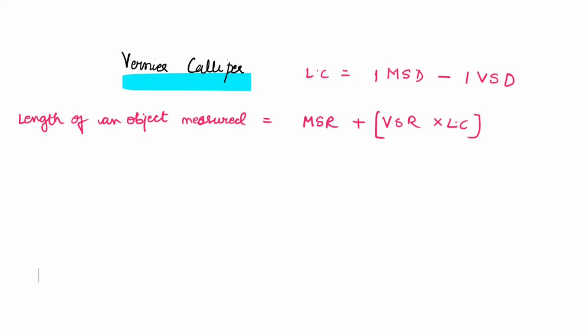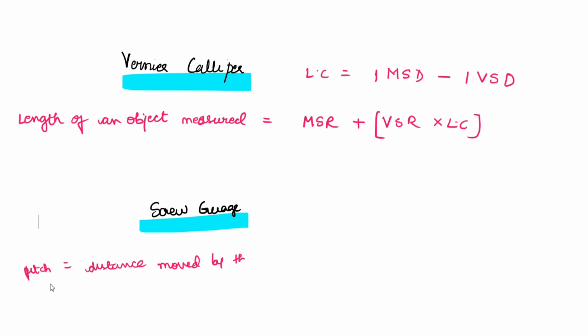Remembering this, your job of solving will become easy. First one is the formula for pitch. Pitch is defined as the distance moved by the screw per unit rotation. So pitch is nothing but the distance moved by the screw by the number of rotations.